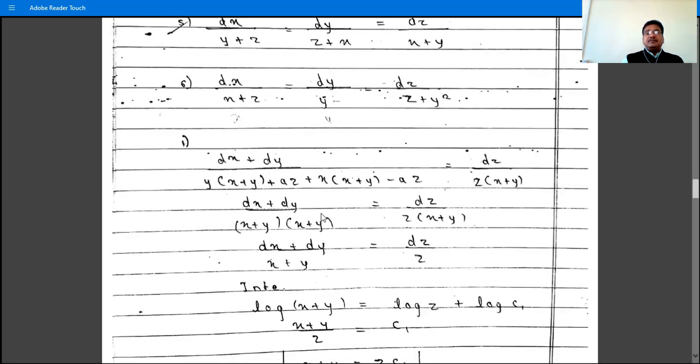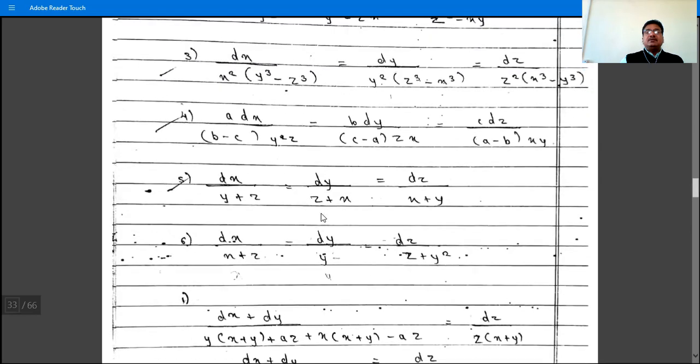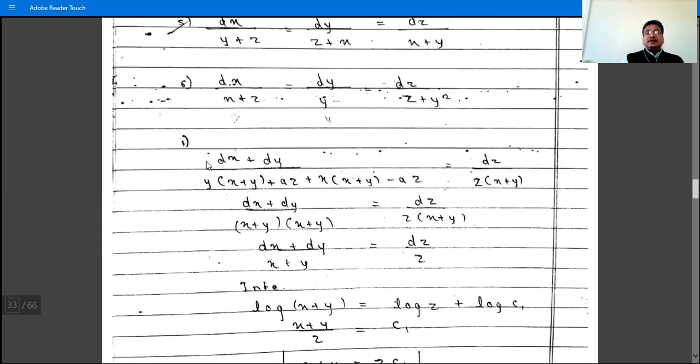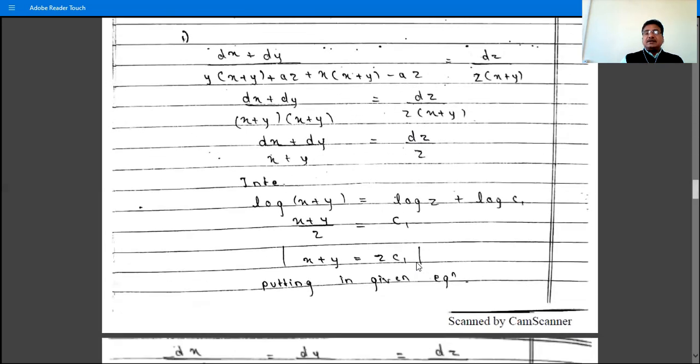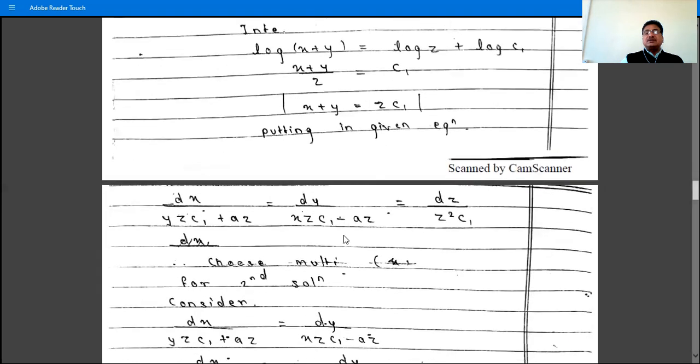So for the first problem, apply method number 2, that is, choose multipliers 1, 1, 0 and in the place of each ratio consider the third ratio dz divided by z(x plus y). Then the adjustment is to cancel this x plus y, and we observe that (dx plus dy) divided by (x plus y) equals dz divided by z, and so the integration is log(x plus y) equal to log z plus log c1.